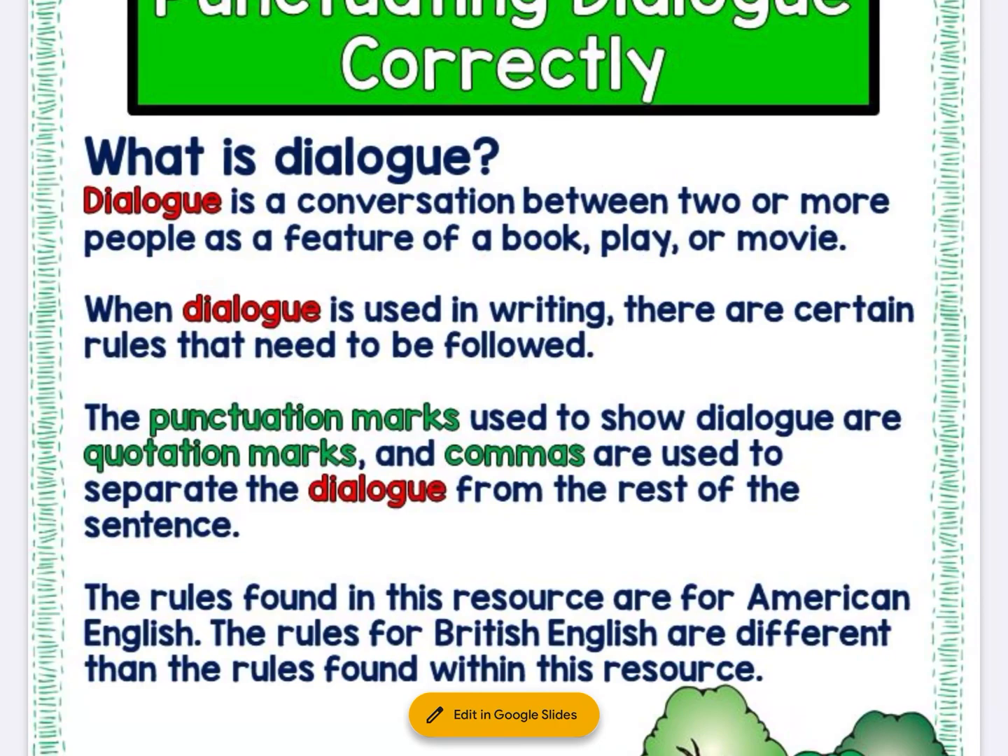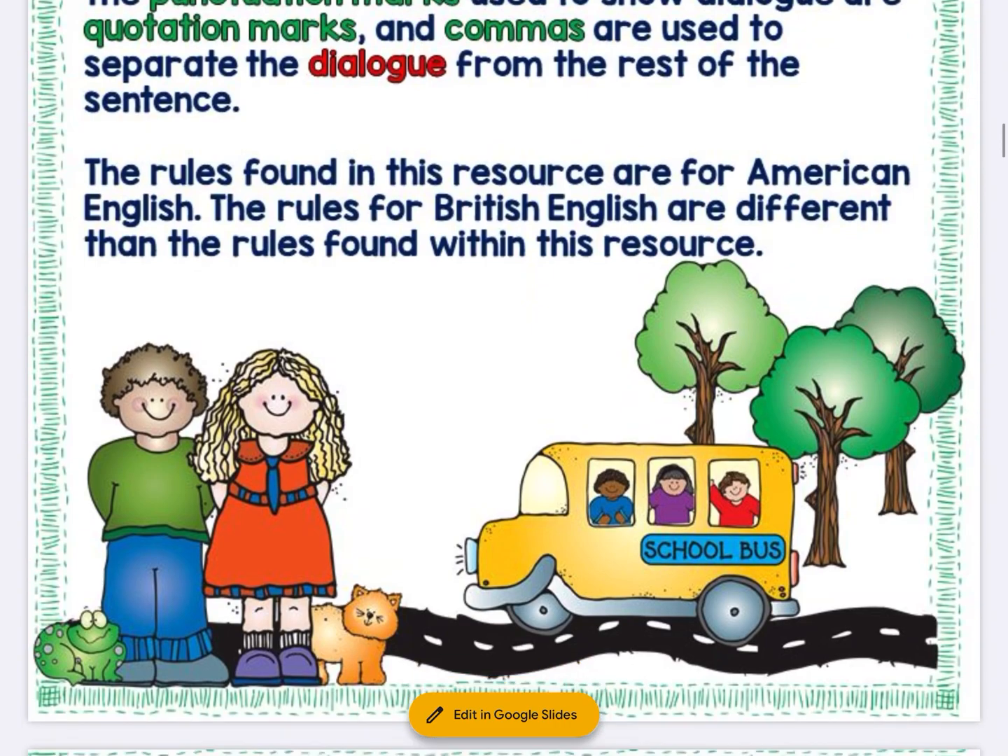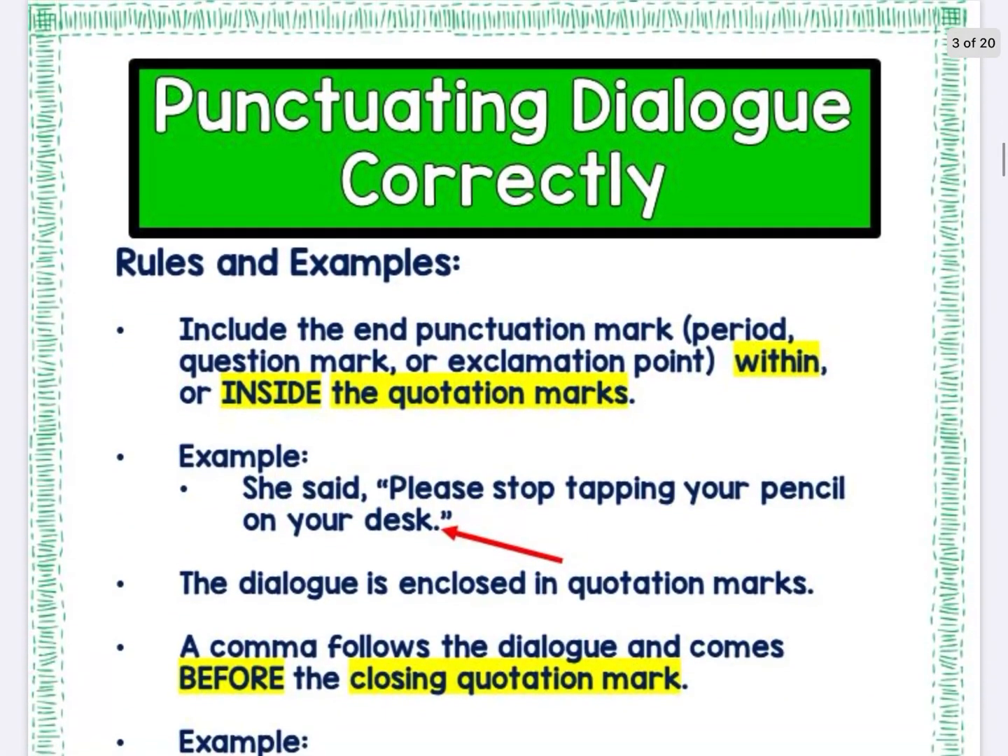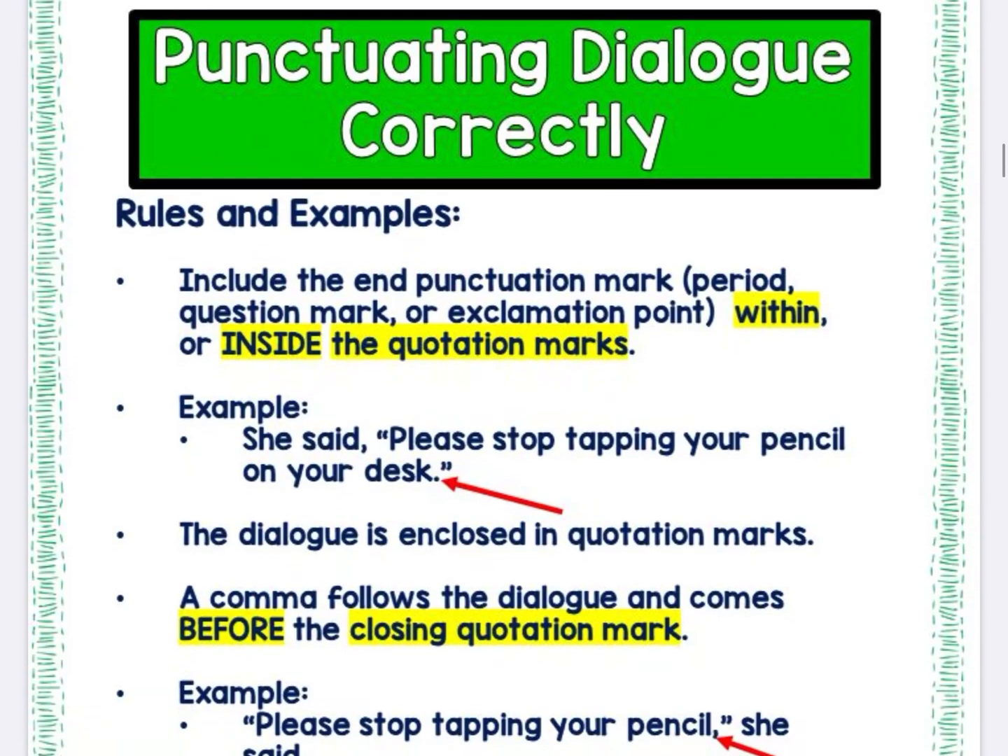So you use commas and quotation marks to separate what is being said, what you took from the text, versus what else is being written in the text or in a story. All right? So punctuating dialogue correctly. Some rules and examples. Include the end punctuation mark, a period, question mark, or exclamation point, inside the quotation marks. So here's an example, right?